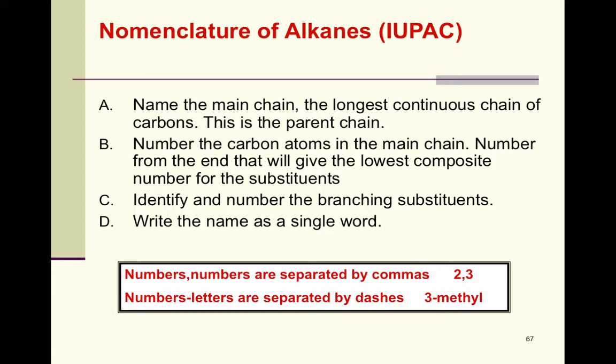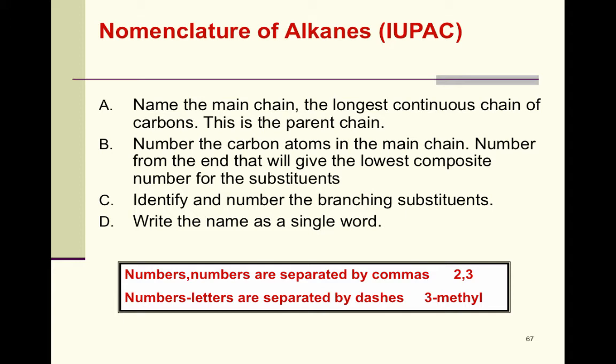You need to identify what the branching group is. It could be a halogen, or it could be a methyl, ethyl, or some kind of alkyl group. And then you name it as a single word. This isn't the only rule for naming alkanes. There are actually a few other things that go on. During the next few slides, I'll introduce some of the variables that happen, so you can get them all after the next few slides.